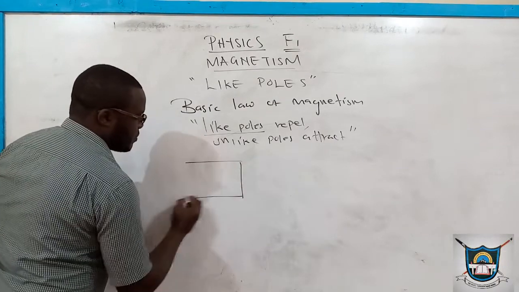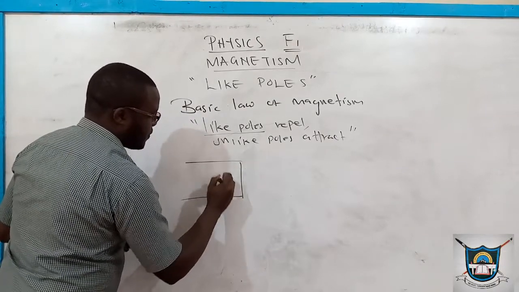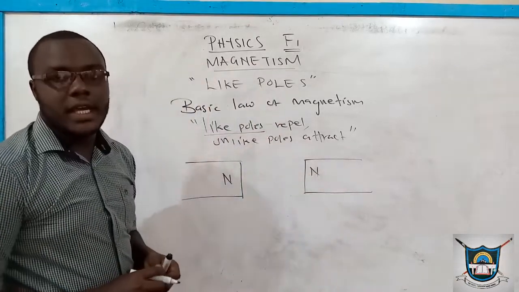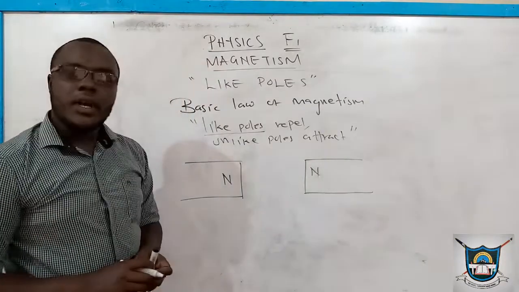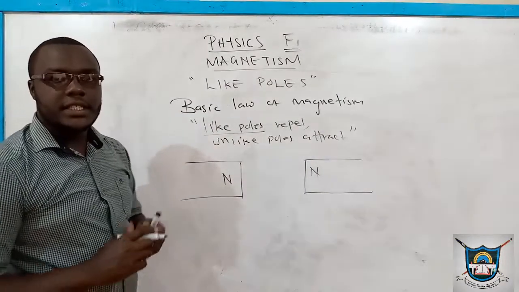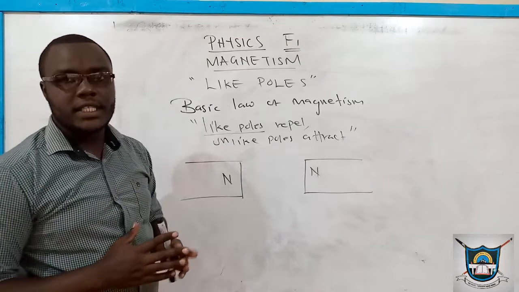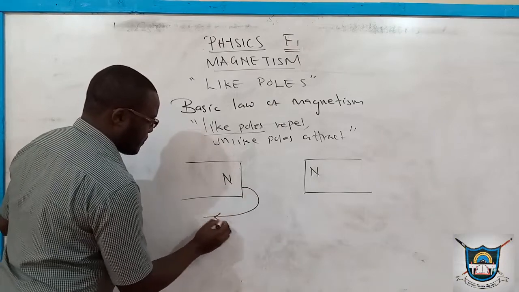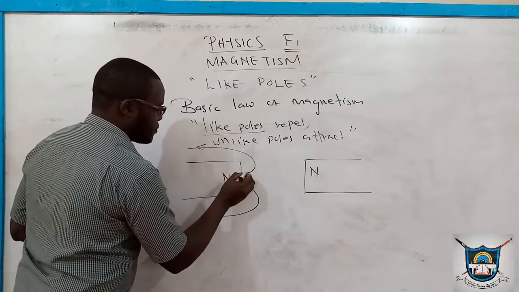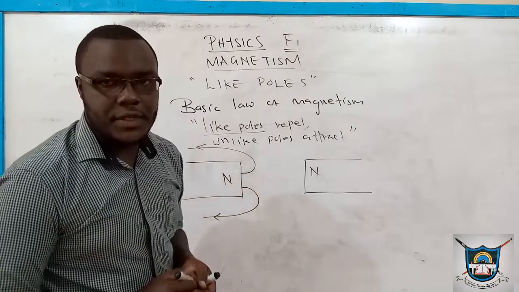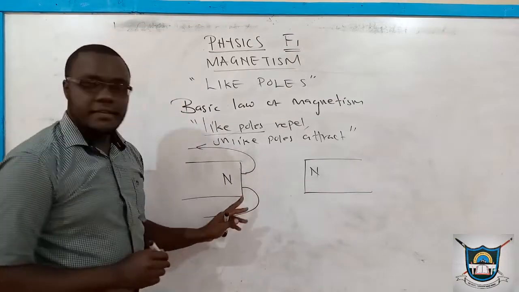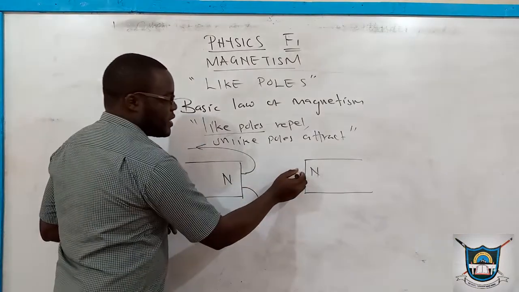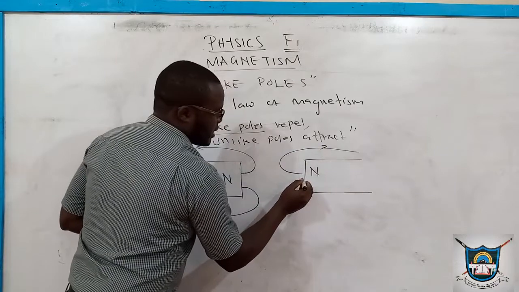And I'm going to start by putting a north next to another north. One property about a north pole is that it is the pole where the magnetic field patterns originate from. Therefore, following the rules that we had stated previously, the magnetic field patterns will be moving from the north pole backwards. The same will happen on the other side.